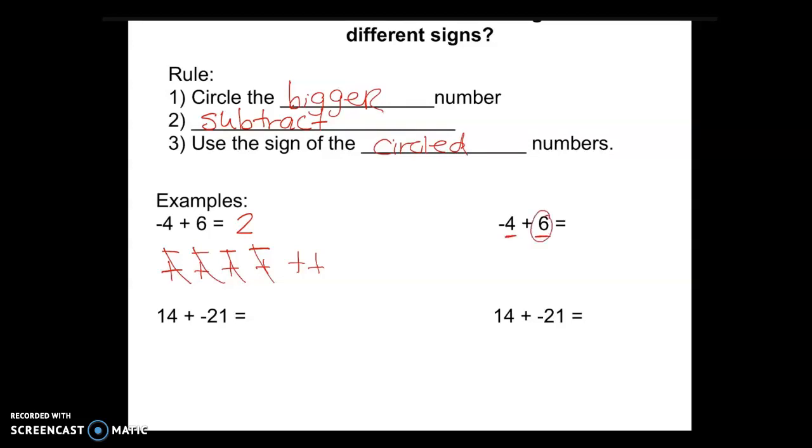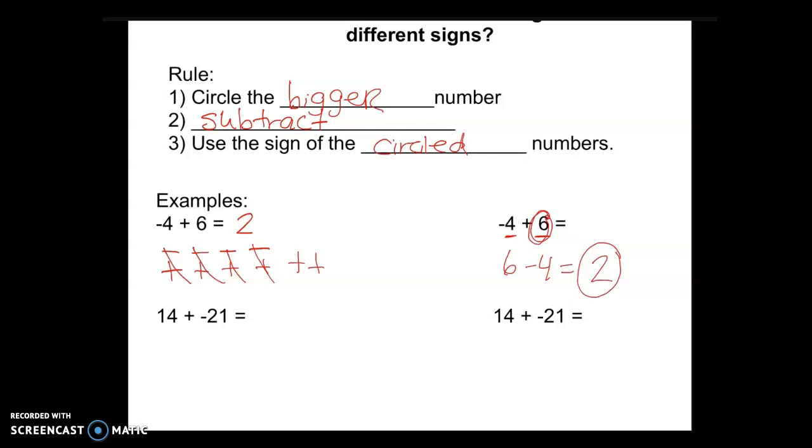Then our second step tells us we're going to subtract. So we're going to subtract like we always do, bigger number minus the smaller number. So we have 6 minus 4, which gives me 2. Then I'm going to use the sign of the circled number. Since the circled number is 6 and it's positive, your answer is going to be +2.